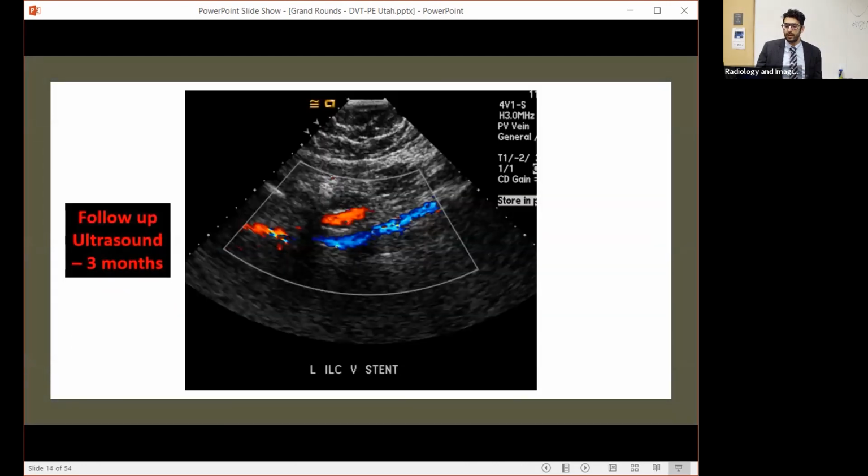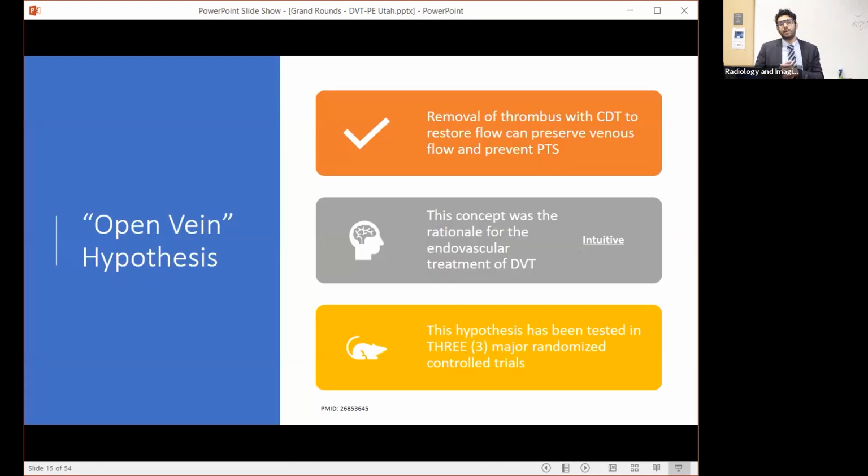These patients are always followed clinically, but also radiographically. In this patient, we chose to follow him with ultrasound at 3 months. You can see the stent is patent. So what is the reason why we're doing this? It's all very common sense.